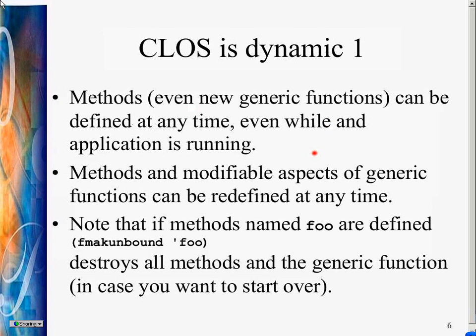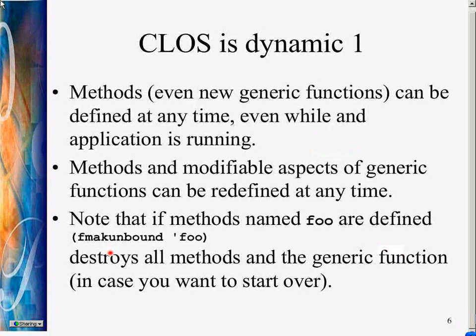Methods, you can always redefine them at any time, even while an application is running. That's the feature of Lisp. You can define new methods at any time. If you call fmacunbound on foo, it removes the function definition that appears in the symbol function slot of the symbol foo. It destroys all methods and the generic function.